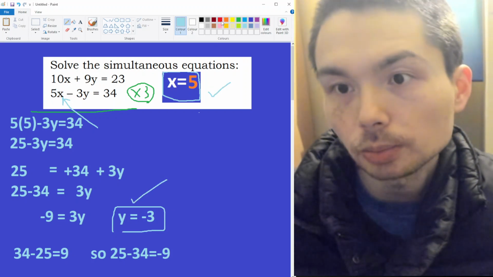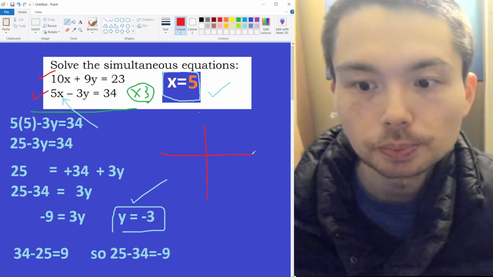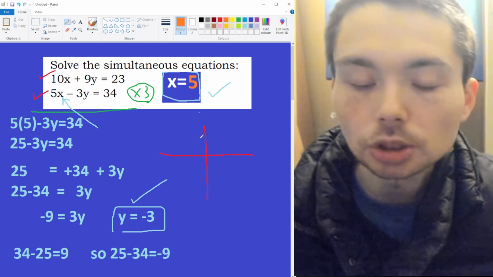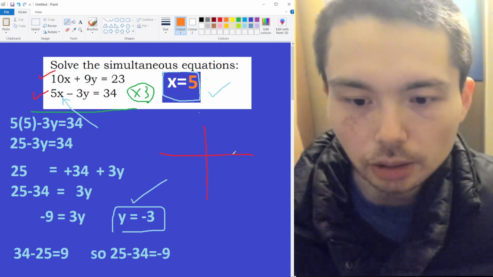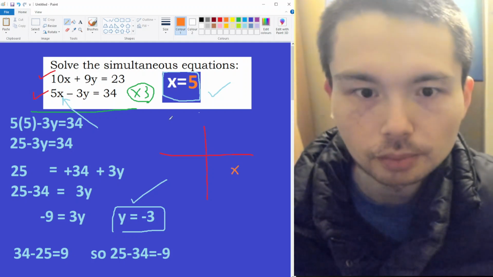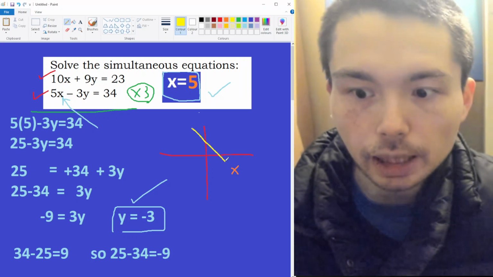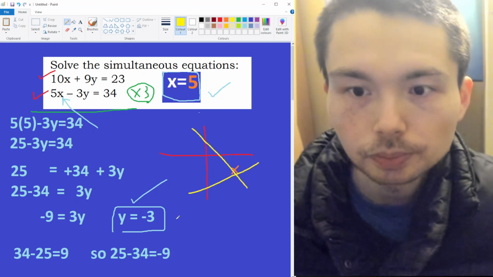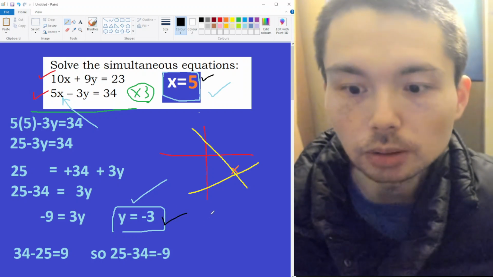So a quick sketch. Whenever we do these simul equations, graphs, really, what have we worked out? It's just where they cross. X equals 5, you go along. Y equals minus 3 down here. They're both graphs, and they cross at that point. X equals 5, and y equals minus 3.